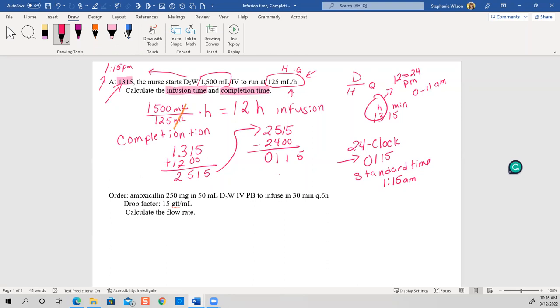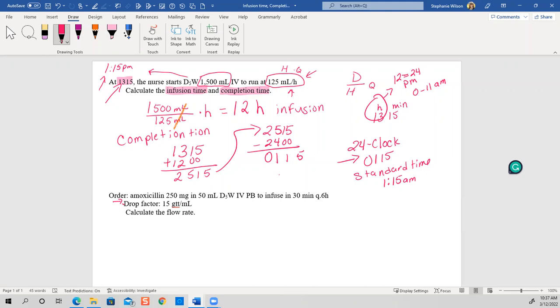Now, let's solve for flow rates. So you're given a drop factor. A drop factor is the tube that's running from, so if it's a gravity drop, this is what the drop factor is. It's running from the IV bag to the patient's arm. You can change the IV bag, but you're not going to change the needle and the hose that's hooked up to the patient. So this does not ever change. The drop factor does not change.